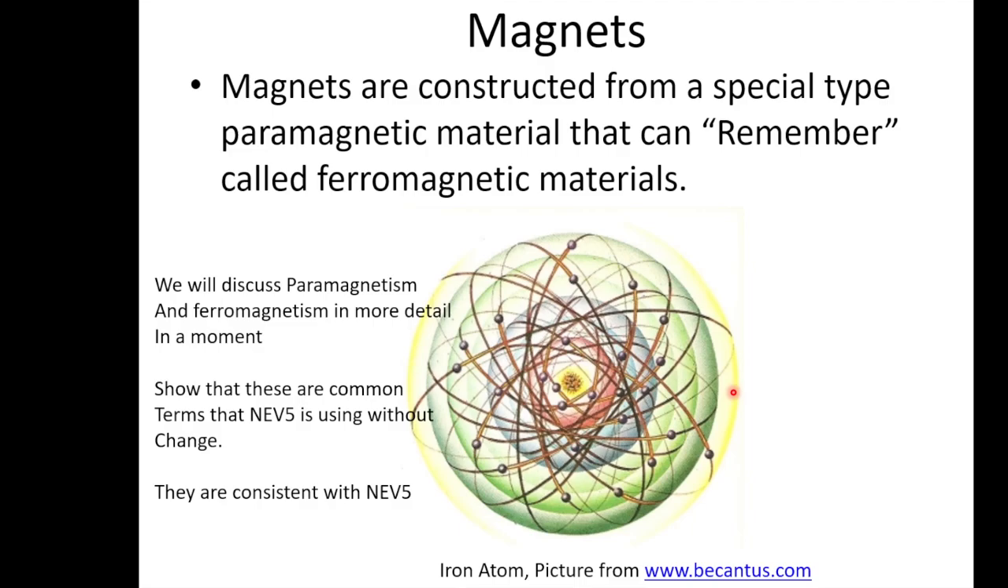And these special variations of paramagnetic materials that can remember are called ferromagnetic materials. Okay, the name ferro means iron. So this is the magnetism of iron. Iron was the very first material that we knew that could be magnetized. That's why everything starts from ferromagnetic.